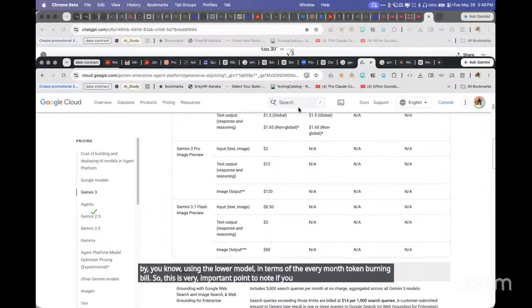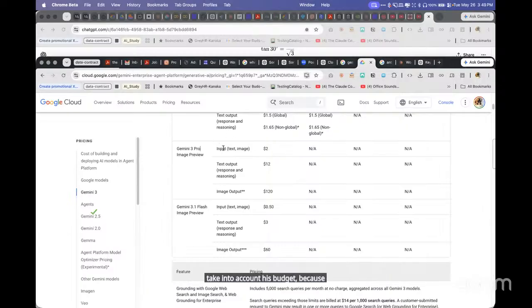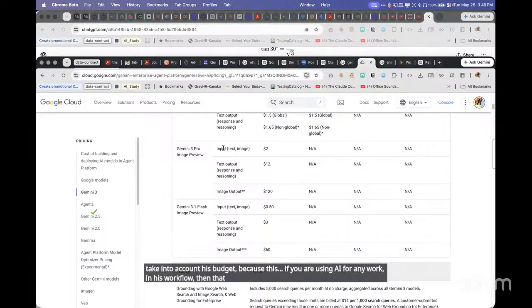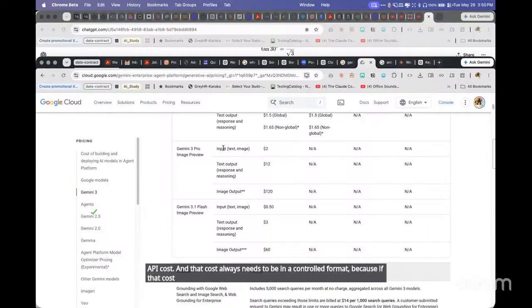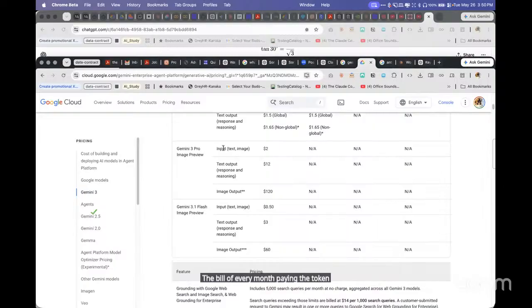If you are coding something for a customer, always take his budget into account. Because if you are using AI for any work in his workflow, then that AI always needs to be paid for by the customer in terms of monthly API cost billing. And that cost always needs to be in a controlled format, because if that cost is skyrocketing, then the customer will stop that project and say, I would be better off without this service, because the monthly bill for the token amount is very high. So you always need to think from that point of view.